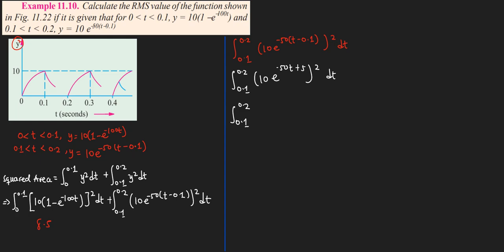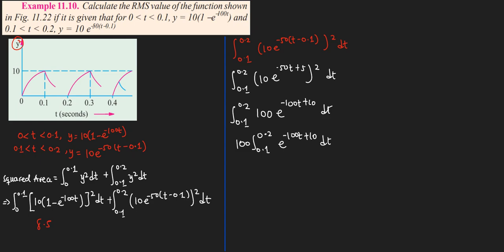Okay, and then when I square this, you're going to have 10 squared, which will be 100, multiplying e to the power minus 100t plus 10, dt. So now let's integrate this. I'll treat the 100 as a constant, so I'll take it to the left hand side. Then I'm going to have the integral from 0.1 to 0.2 of e to the power minus 100t plus 10 dt.